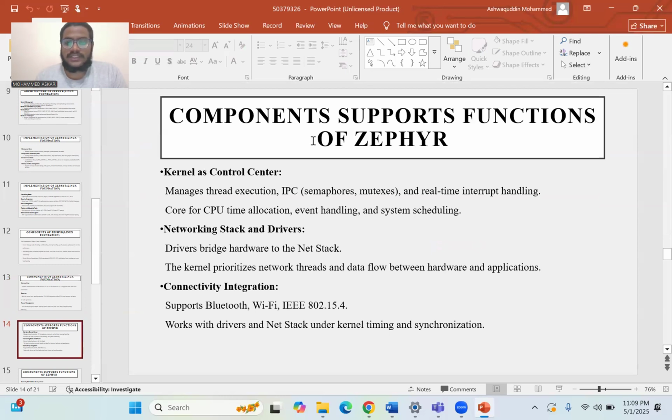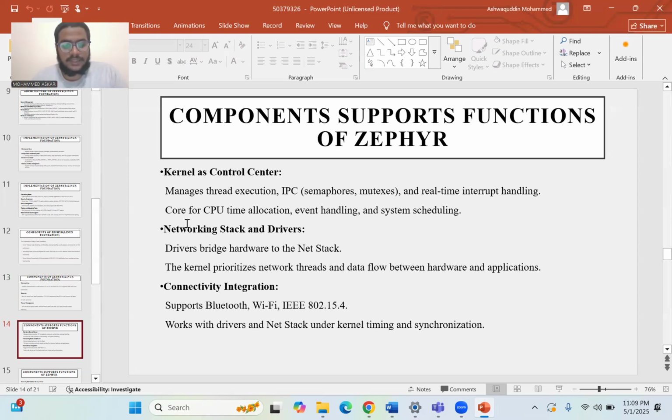Some of the other components that support the function of Zephyr: the kernel as controller. It manages thread execution, IPC, semaphores and mutexes, and real-time interrupt handling. It is the core for CPU time allocation, event handling, and system scheduling. These are all the components that support the functions of the Zephyr Linux Foundation.